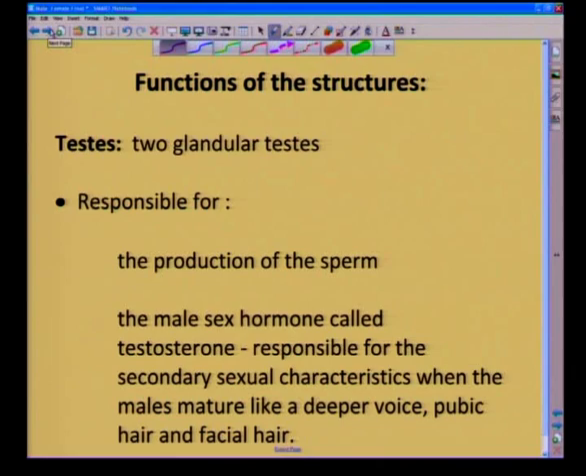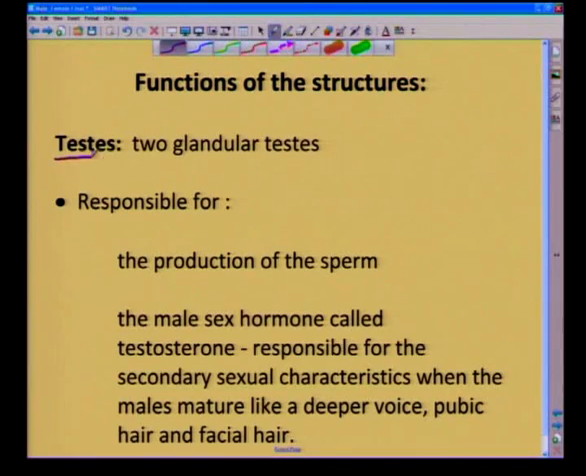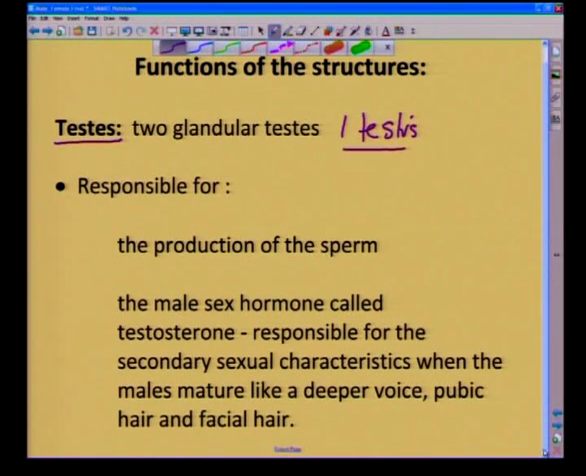All right, moving along. We're now going to go through the function of the structures. People, you must know the structure versus the function. Have a look at the egg sheet. What we've done, as I said to you, is we've given it to you in a table, and learn that table. It's the easiest, best way to learn it. So we have testes. There are two glandular testes or one testis, and you must get your terminology correct. Now, what are they responsible for? They're responsible for the production of the sperm. That happens inside the testes.